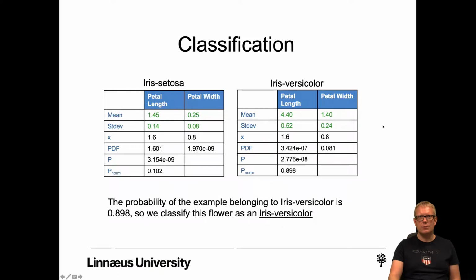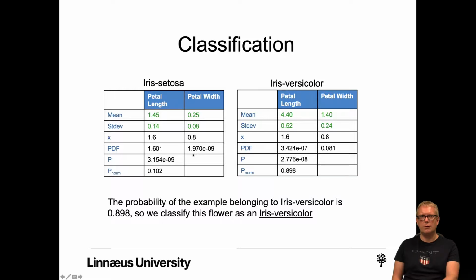So if we do this, we go back to our example. We know the mean and standard deviation values for both our attributes, for both of our categories. That's what we have learned from the training data. And we have an unknown, new example: the petal length is 1.6 and the petal width is 0.8. That's our input.